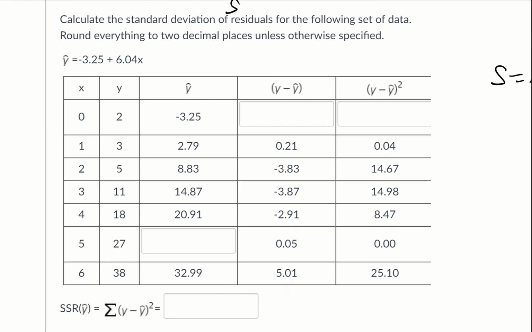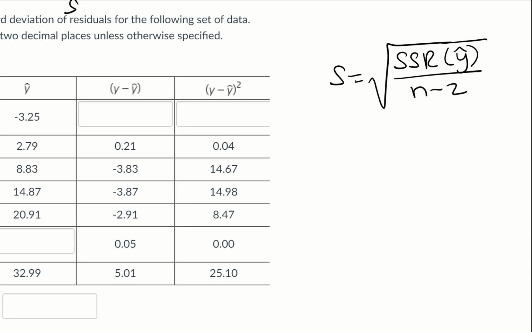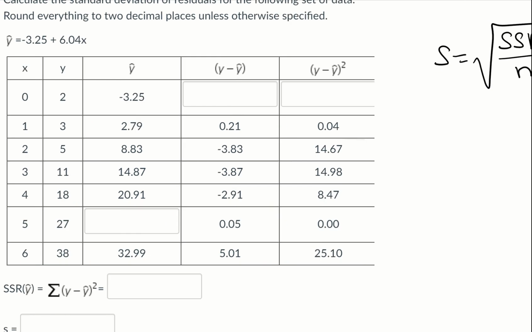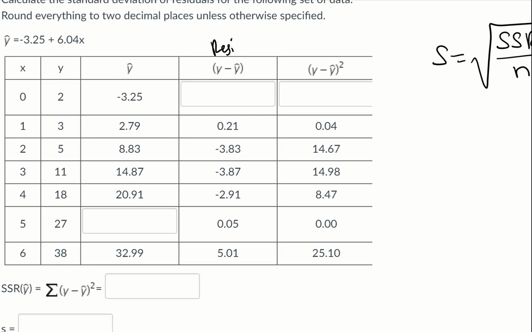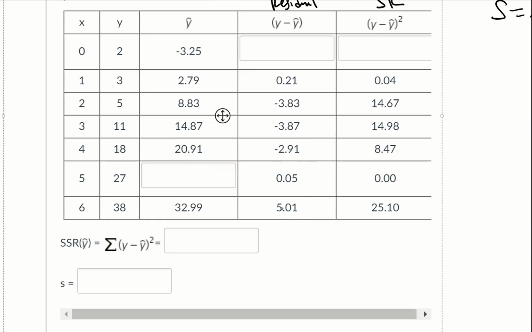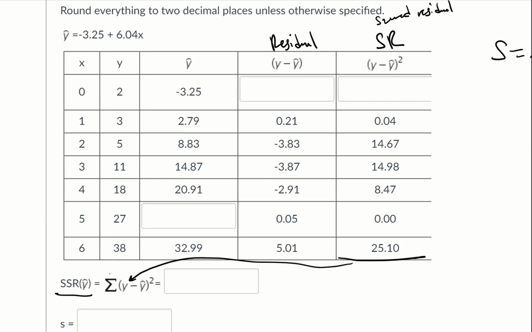So we need to basically calculate these numbers. So in order to calculate the sum of squares of residuals, we need to figure out the residuals first, right? Which are these guys. So these are the residuals. This is your R. These are your squared residuals, your SR. This is your squared residual for Y hat. And then to get the sum, we need to figure out the total of this column, and that will give us this guy, okay?